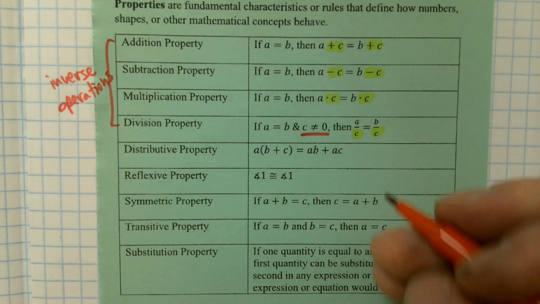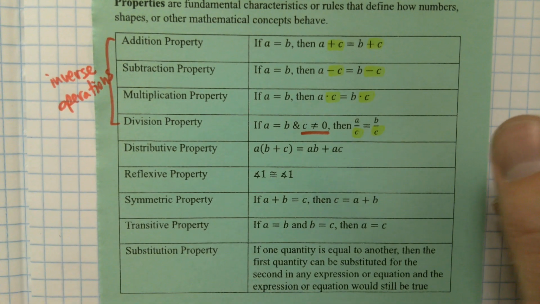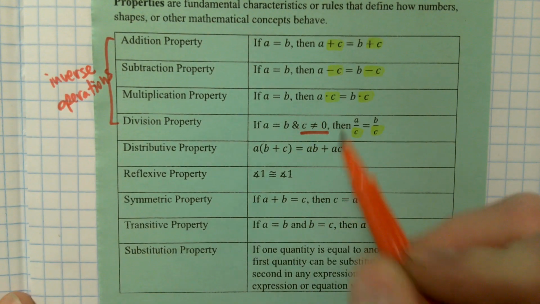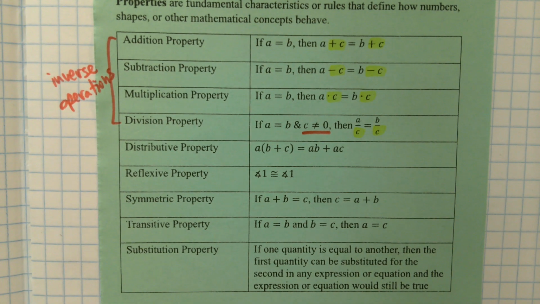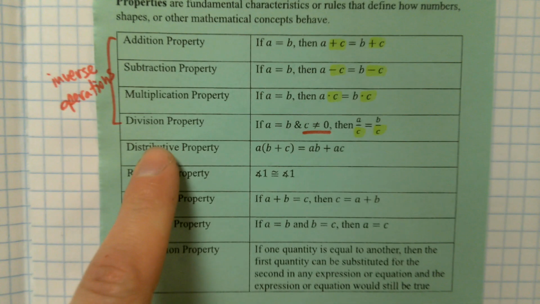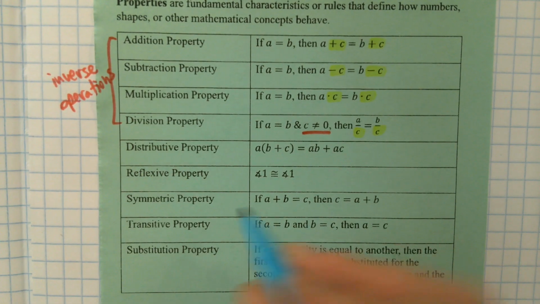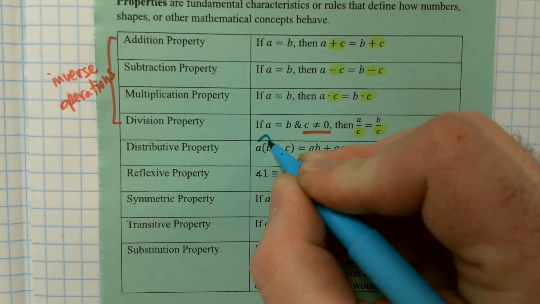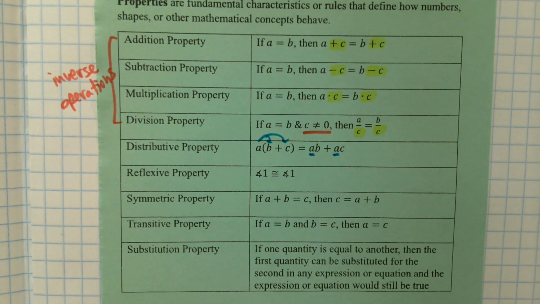Exactly. You can't divide by 0. So if I'm dividing both sides by 0, that's going to mess everything up. I can't do it. So the only stipulation on division property is that C can't be 0. Basically saying you can't divide both sides of an equation by 0. Then we have the distributive property. Everybody knows the distributive property. We know it very well. A times the quantity B plus C. I distribute it to the B and the C, giving me AB plus AC. We know that one already.